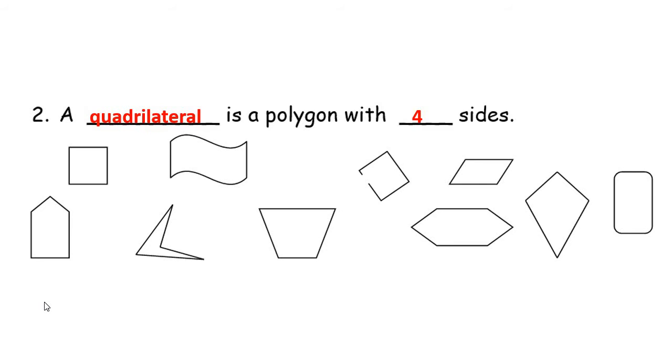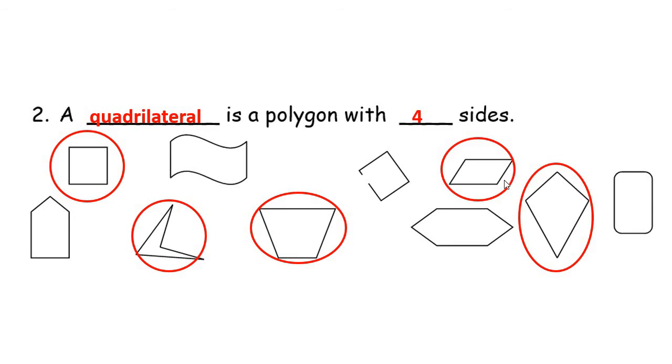Now let's look at quadrilaterals. Quadrilaterals are any polygon that has 4 sides. So quad is a prefix that means 4, and lateral means line. So this literally means 4 lines or sides. Pause the video and circle the quadrilaterals.